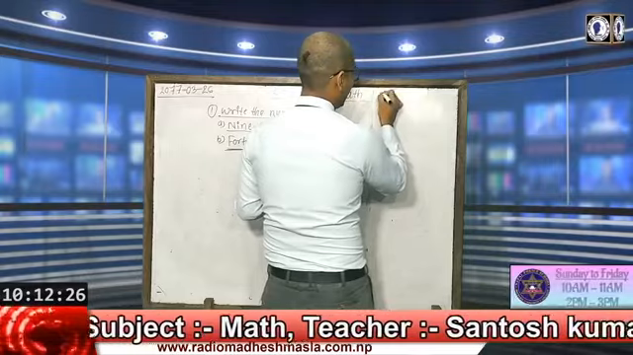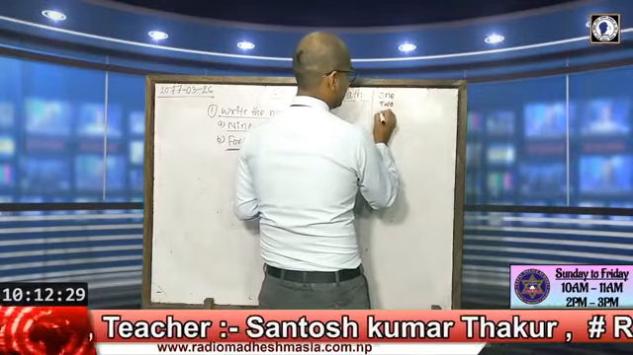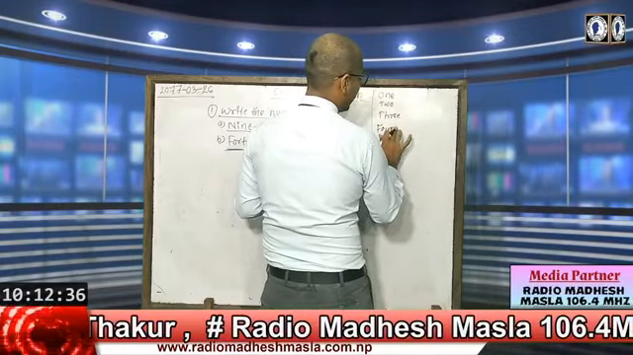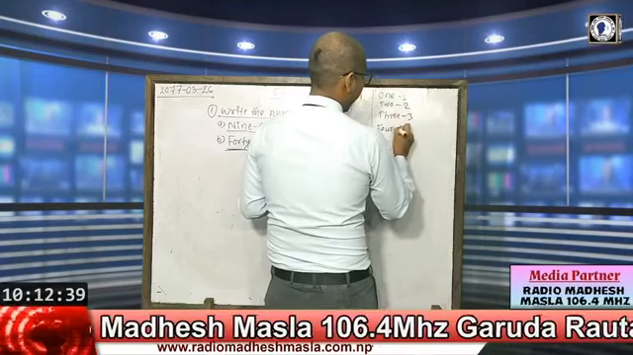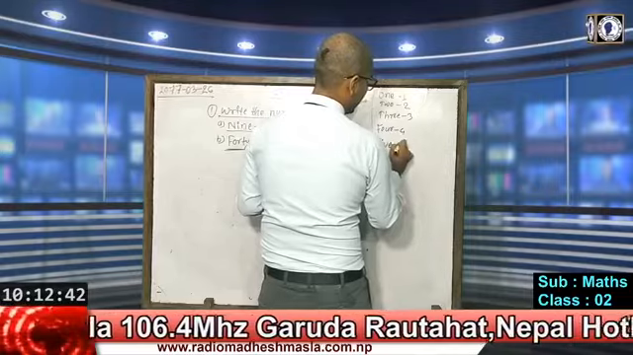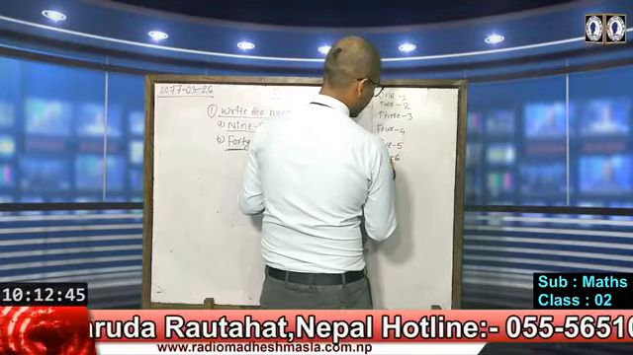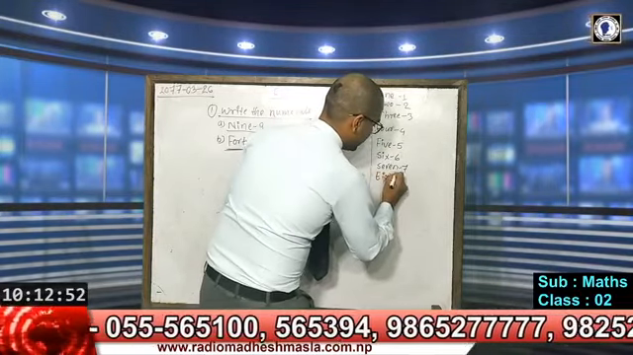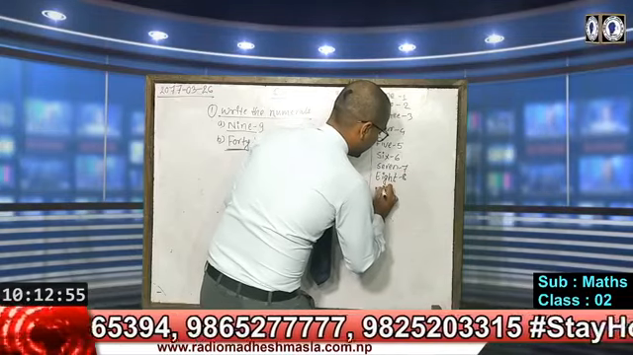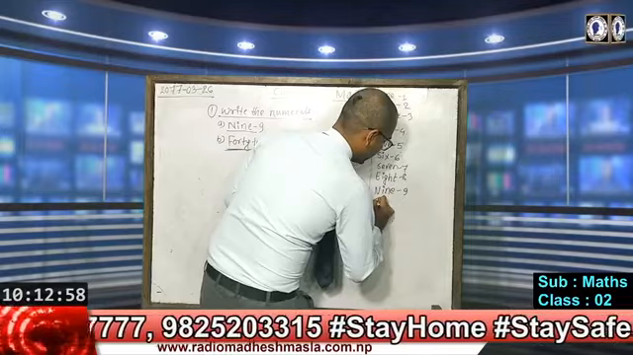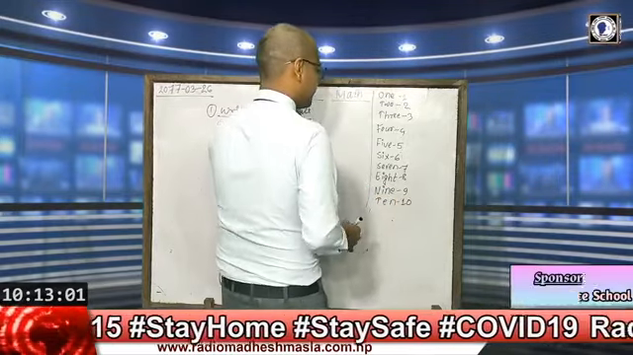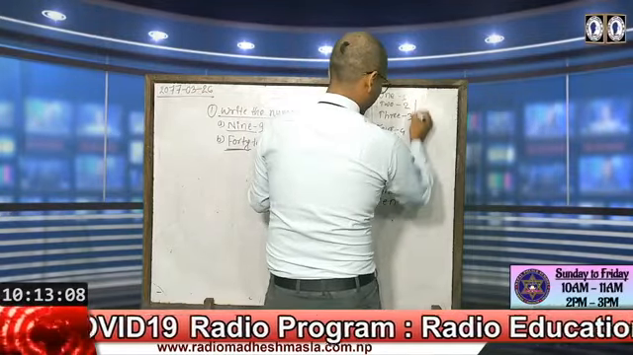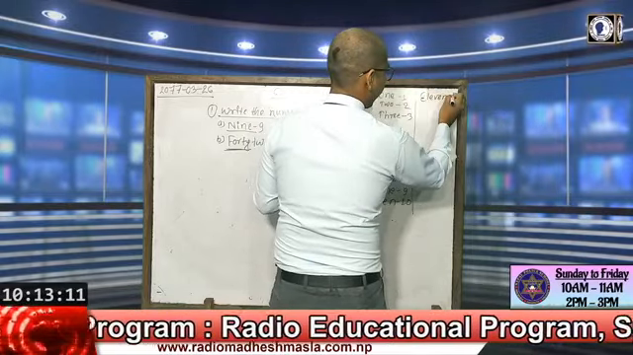As we know, O-N-E 1, T-W-O 2, T-H-R-E-E 3, F-O-U-R 4, F-I-V-E 5, S-I-X 6, S-E-V-E-N 7, E-I-G-H-T 8, N-I-N-E 9, and T-E-N 10. Then after, the new things: 11, 12.